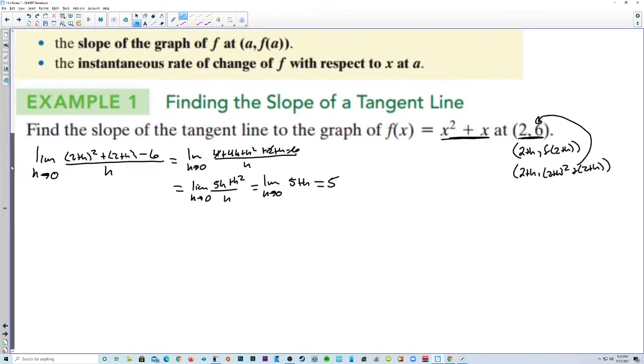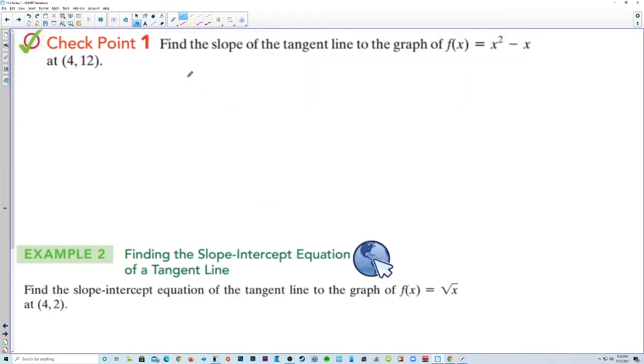Was there a checkpoint? Nope, there's nothing down there. Find the slope of the tangent line to the graph of x squared minus x at 4, 12. We have the limit as h approaches 0 of f of 4 plus h, that's y2, minus f of 4, that's y1, over just h. And it's really x2 minus x1, but it always becomes h. We have the limit as h approaches 0 of 4 plus h squared minus 4 plus h. There's y2 minus y1 over h.